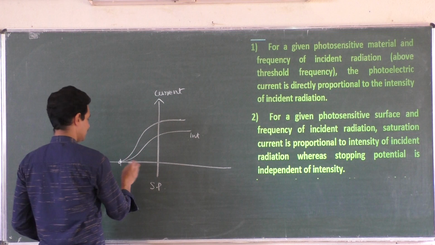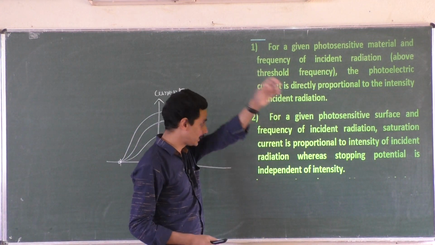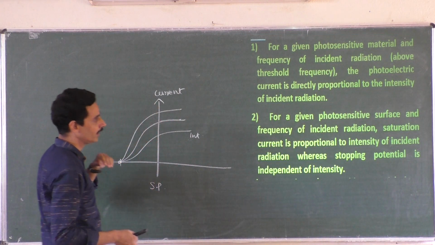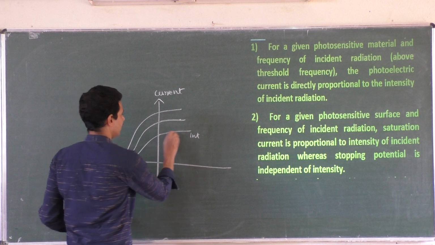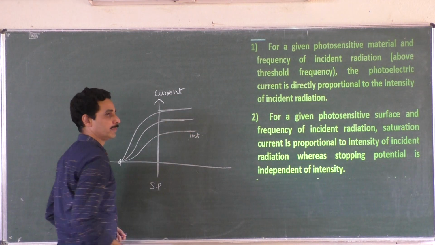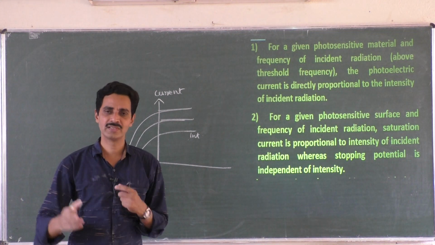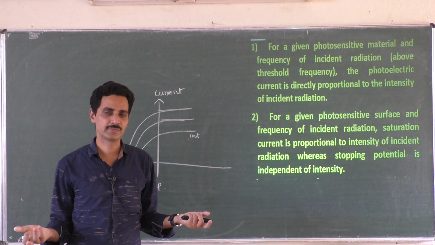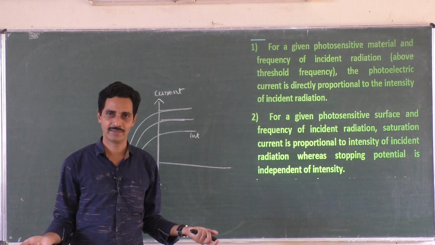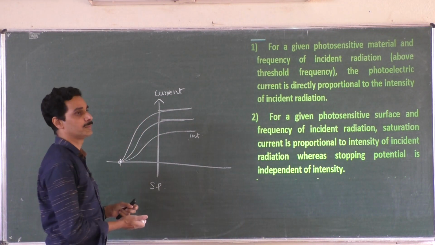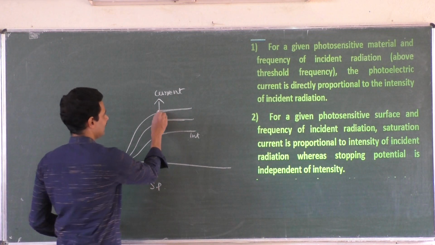We have increased the intensity. So that is what is told here. For a given photosensitive surface and frequency of incident radiation, there is a saturation current, the maximum current, because when all the electrons reach the anode, you can't expect still more electrons reaching the anode. You have got the full current, right? All the electrons emitted from the cathode, when they reach the anode, full current is obtained. So that current is this one.